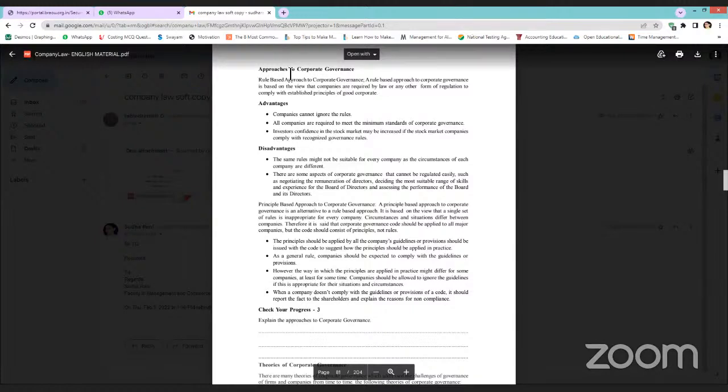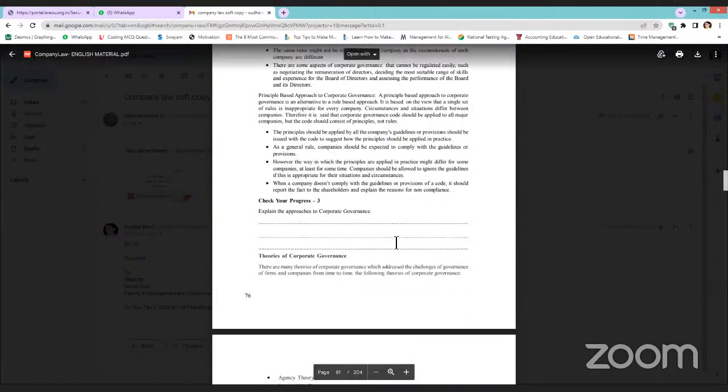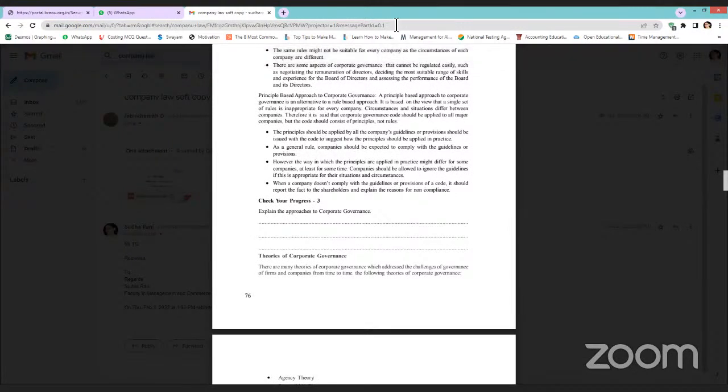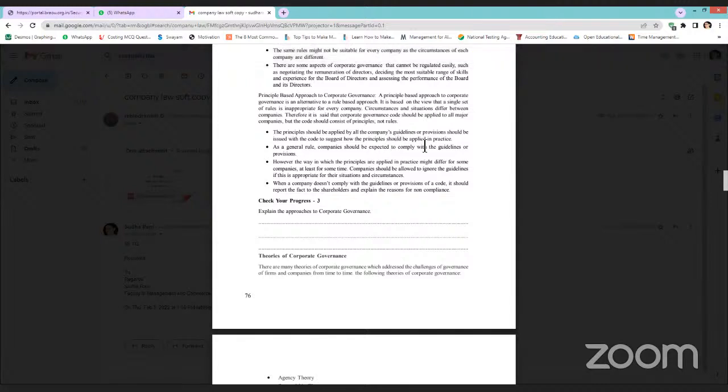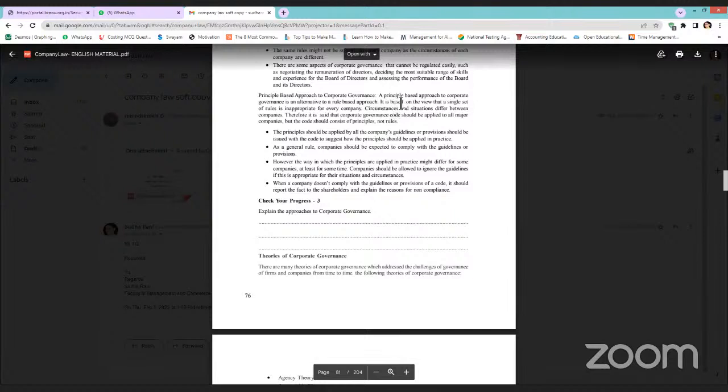Principles should be applied by all companies, and guidelines or provisions should be issued with the code to suggest how the principles are applied in practice. There are certain principles to be followed, and to guide how these principles are to be followed, guidelines must be given. It's not rules. Guidelines regarding how to practice and implement those principles in the business are important.